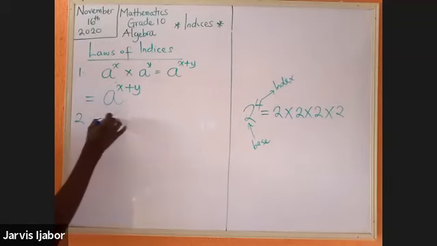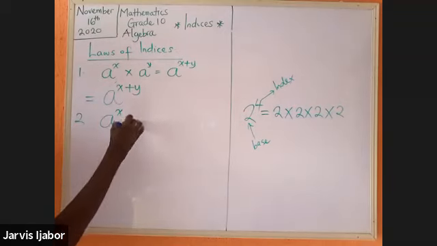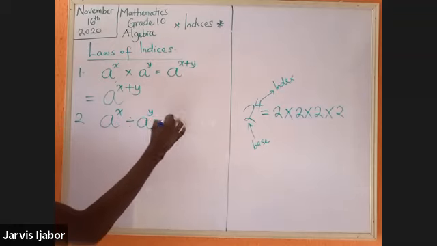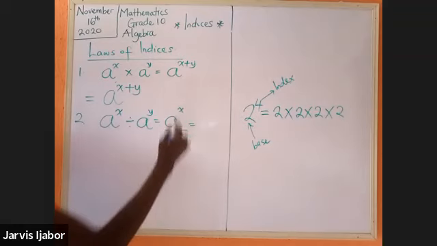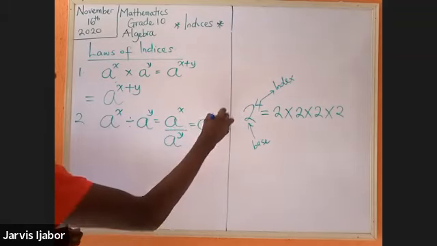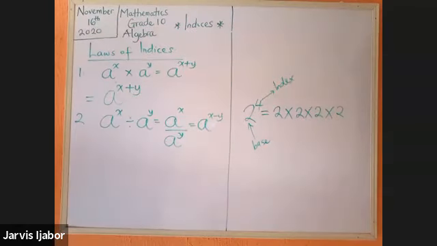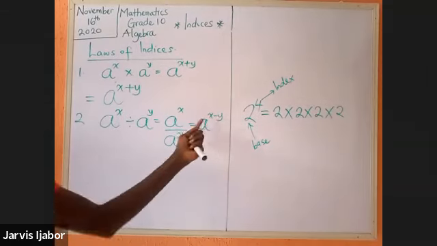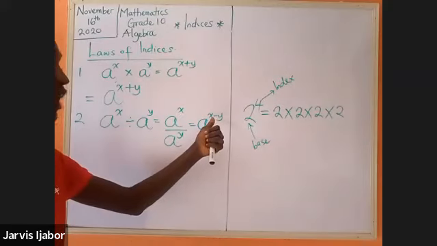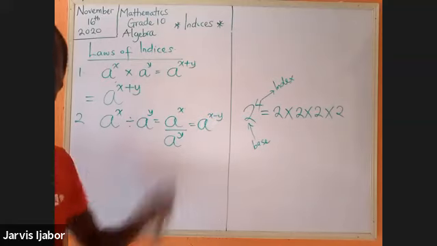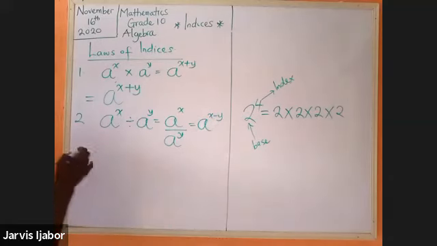Now, number 2, if I have a to the power of x divided by a to the power of y, this essentially would mean that I am subtracting their indices. That's the beautiful thing about this aspect of math. So when you divide numbers of the same base, what you have done is that you have done subtraction on their indices. All right, that's the second one we treated.